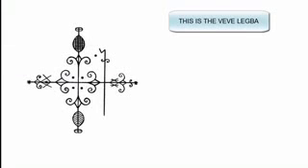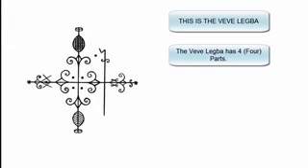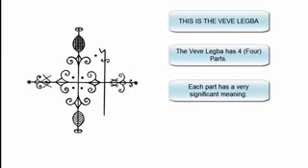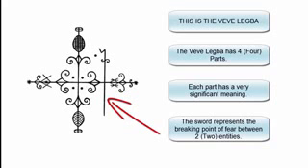This is the Veve Legba. The Veve Legba has got 4 parts. 1, 2, 3, and 4. Each part has got a significant meaning. For example, the sword.